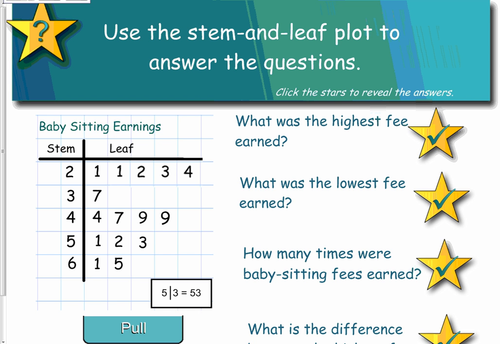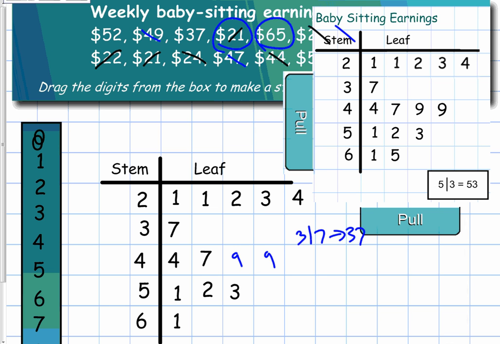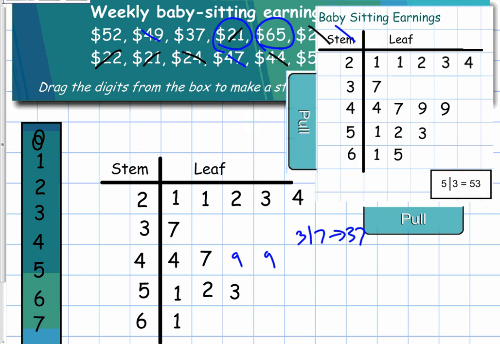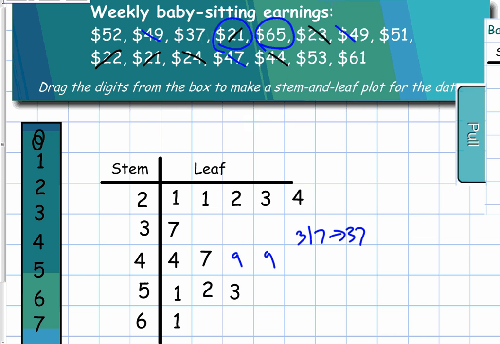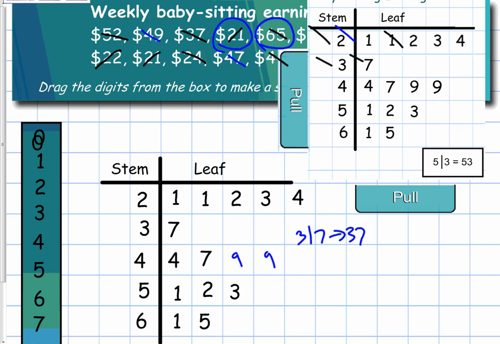Now we're looking at it and trying to interpret data from this. So what was the highest fee earned? 65. Oh, did we miss 65? Let's go back and take a look. Where was 65? Oh yeah, I did miss 65. I had a circle, but I didn't cross it off. So we were just a little bit off. So 65, and we're good. So 37 is our key, then 61, 65.